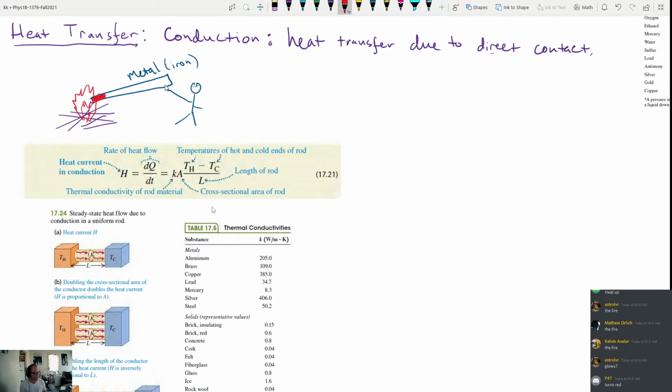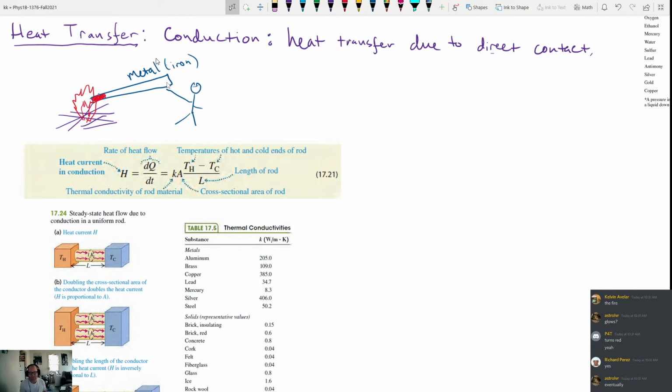What about where your hand is? Is your hand going to get hot? Yeah, eventually. Not immediately. But if you leave the piece of iron there long enough, and if it's a small enough amount of iron, then eventually your hand will also get hot, because if one end of the metal heats up, the rest of it can heat up as well.